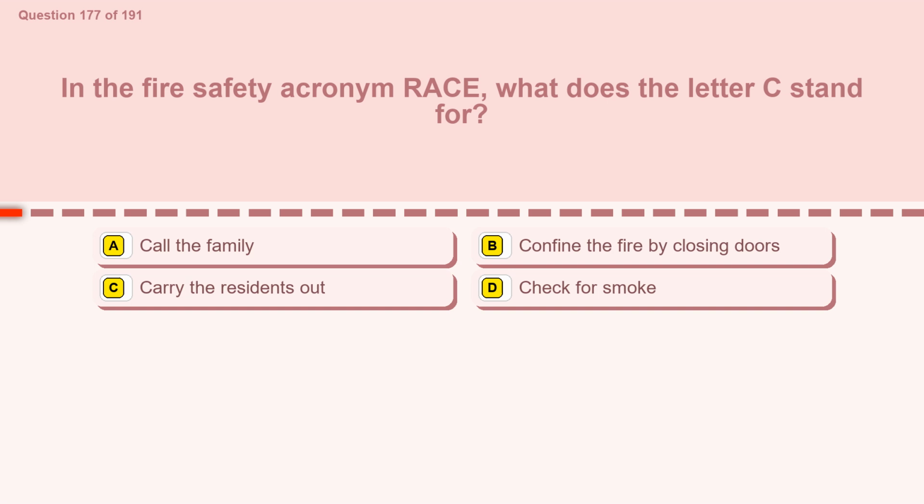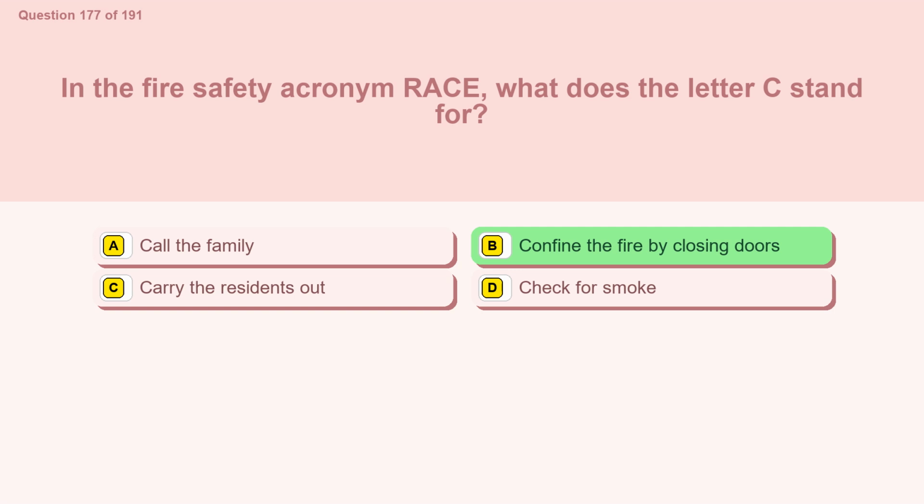Question 177. In the fire safety acronym RACE, what does the letter C stand for? Option A, call the family. Option B, confine the fire by closing doors. Option C, carry the residents out. Option D, check for smoke.